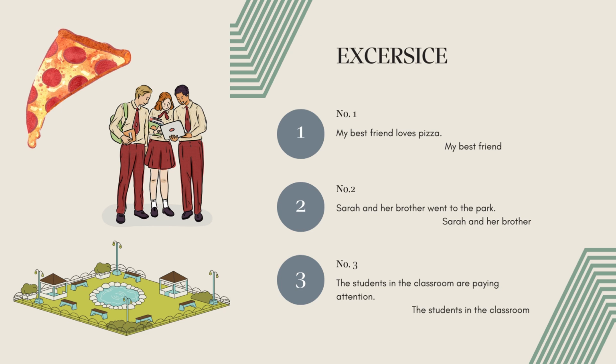Now, number 2 is Sarah and her brother went to the park. Here, the subject is Sarah and her brother. This is who is performing the action. The verb is went, the action being performed, and the complement is to the park. This is the destination or place where the action is directed, completing the meaning of the action.